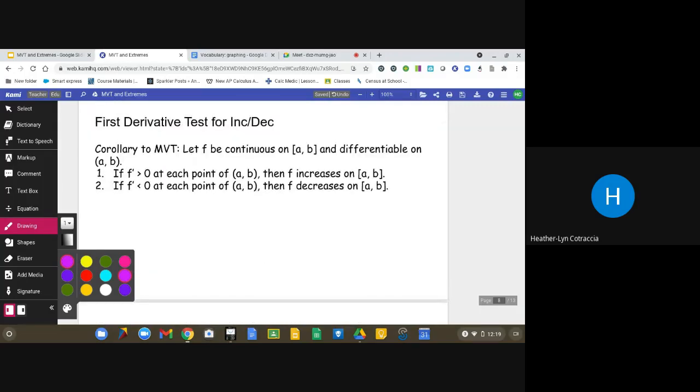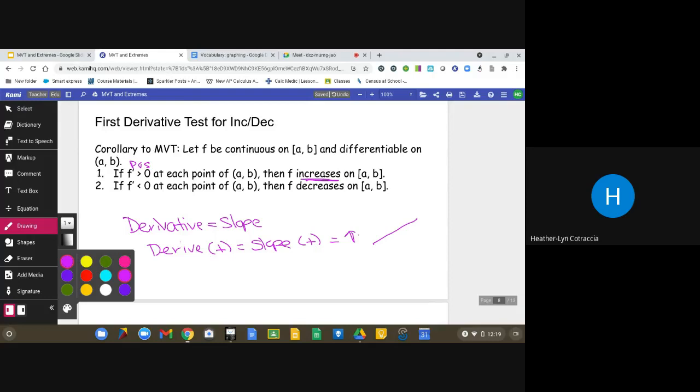First derivative test for increasing and decreasing. Remember, derivative equals slope. So if your derivative is positive, then your function is increasing, because if your derivative is positive, it means that your slope is positive, which means your graph is increasing.